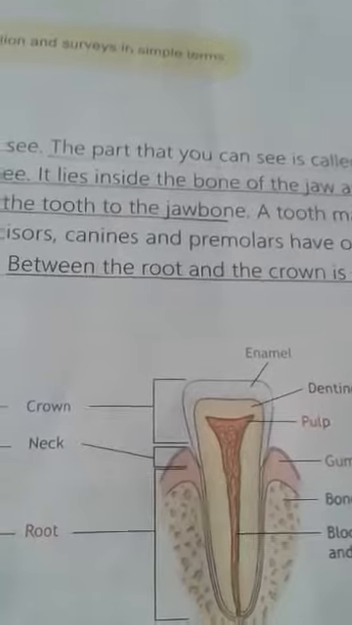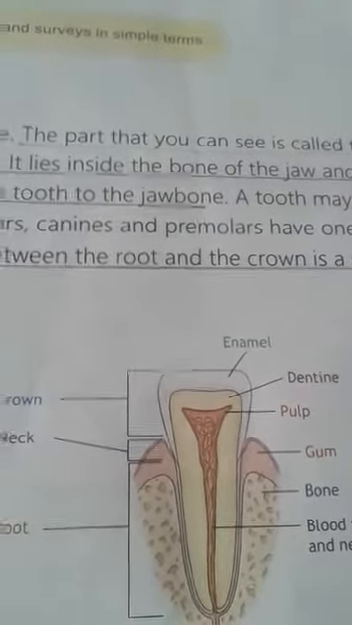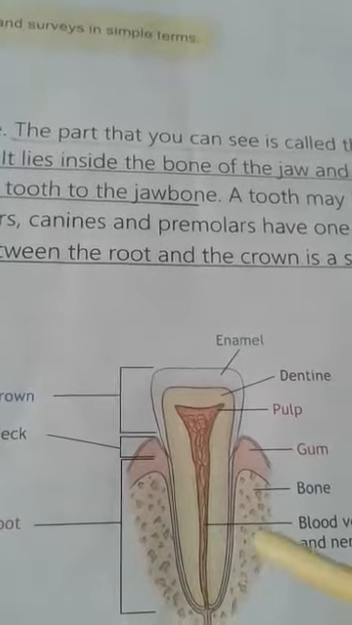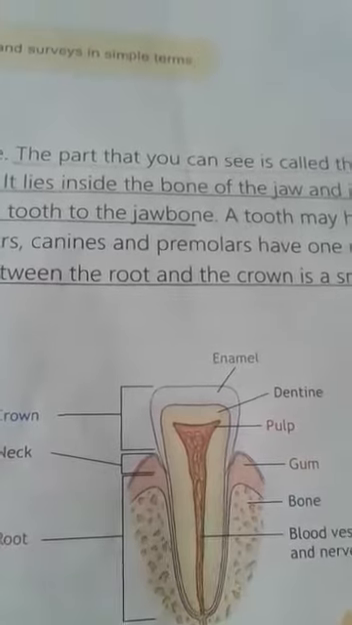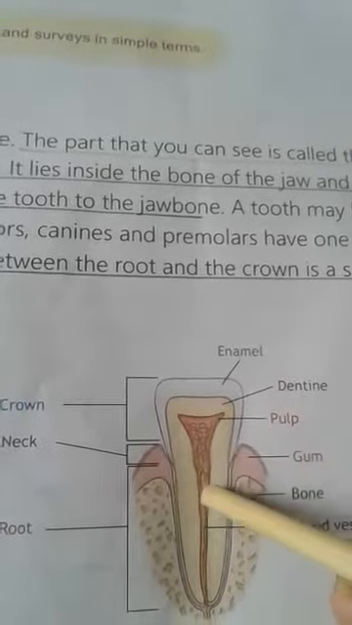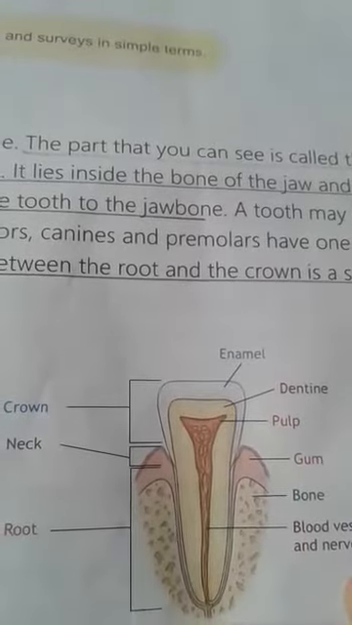Inside the dentine is something soft and flesh-like called the pulp. It has blood vessels and nerves in it. So inside the dentine, this part is called the pulp. It has nerves and blood vessels in it.